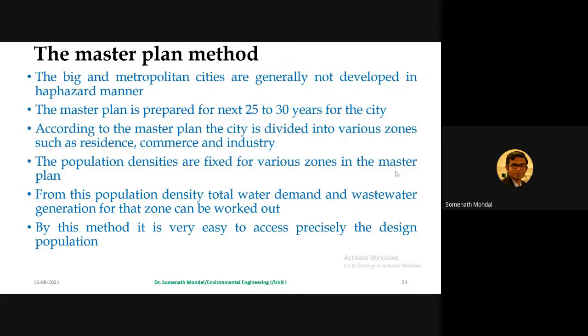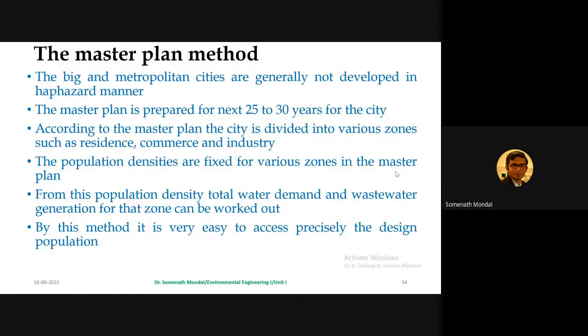So they basically monitor the expansion of those big cities, and only those expansions are allowed which are permitted or proposed in the master plan of the city. So if it is not there in the master plan, it won't be allowed to expand. So that is the basic idea behind the master plan.